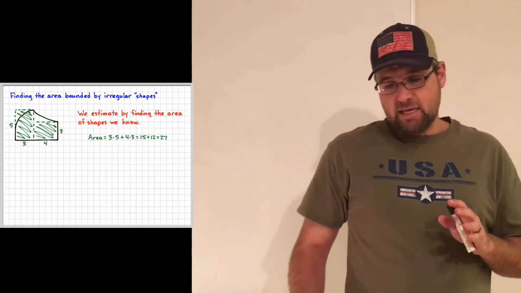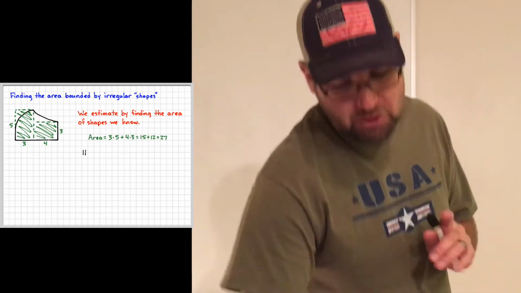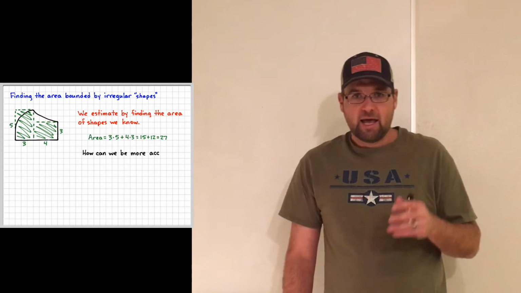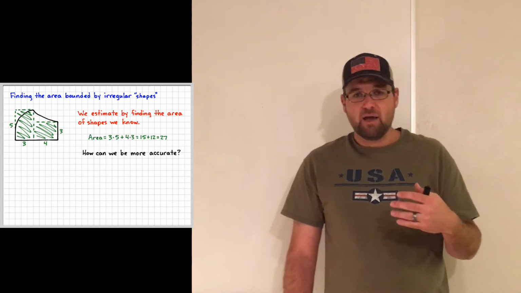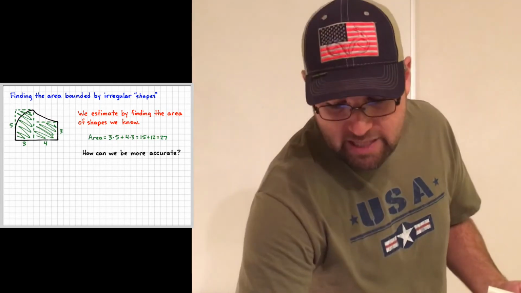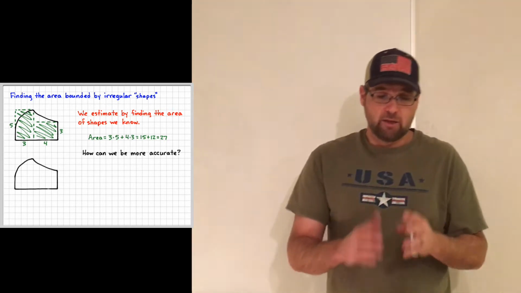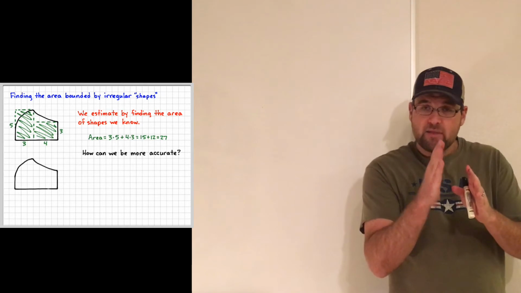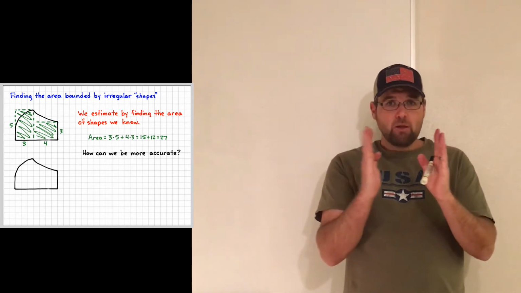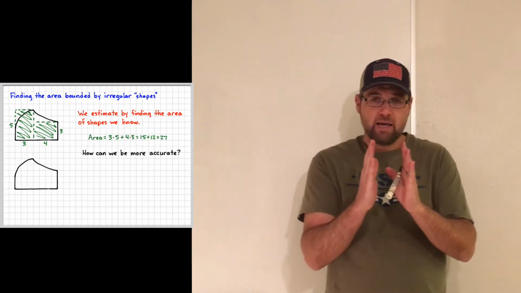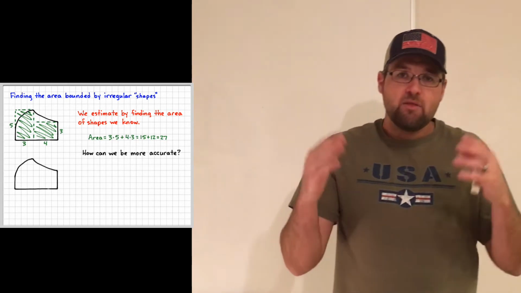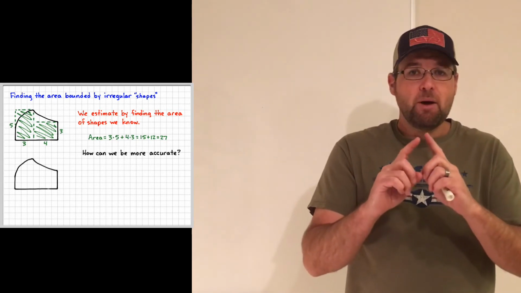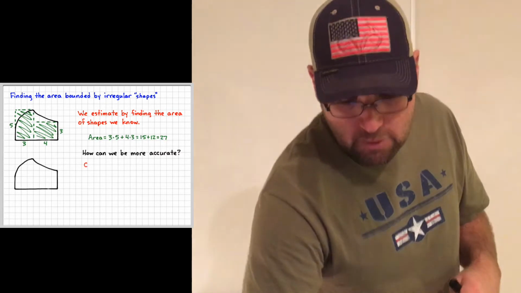So how is it that I could get a better approximation? Well, the answer to that would be just cut it into more rectangles. Cut them into smaller rectangles. And here's the key. The more slices that I have, the smaller the slices become, right? So the more that I have, the smaller they get. But when I add them up, the more accurate I get.